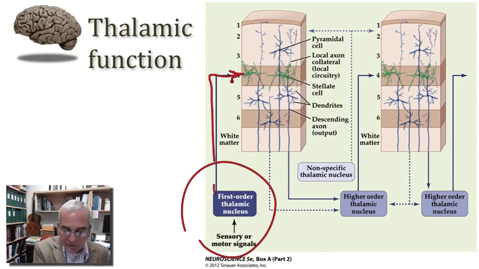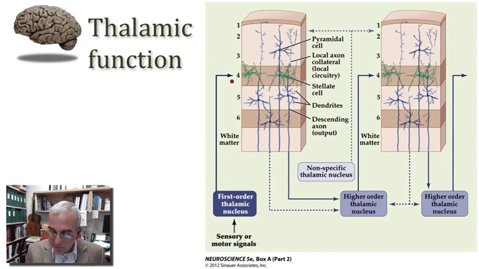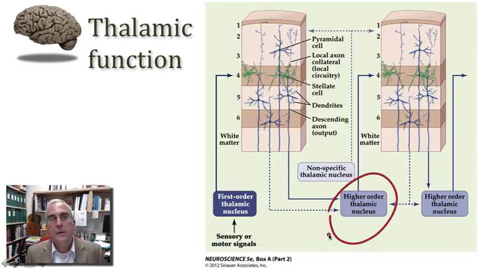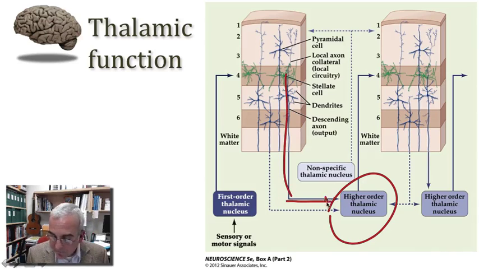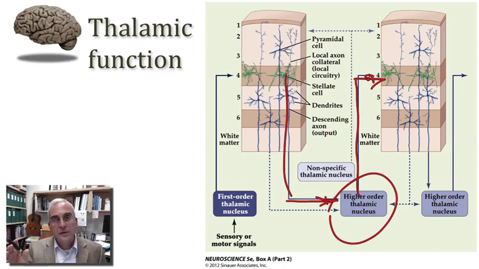Well, in addition to these first-order nuclei, we can also recognize higher-order thalamic nuclei. These are thalamic nuclei that receive primary input not from ascending sensory or motor pathways, but from descending pathways that arise from the cerebral cortex itself. So these are thalamic nuclei that seem to participate in cortico-thalamo-cortical loops. That is, the distribution of signals from one region of the cortex to another through a connection in the thalamus.